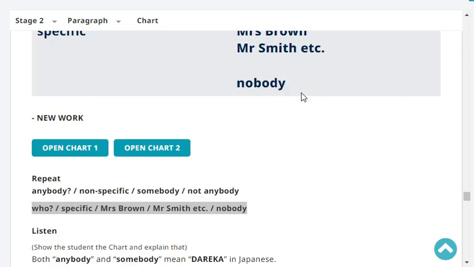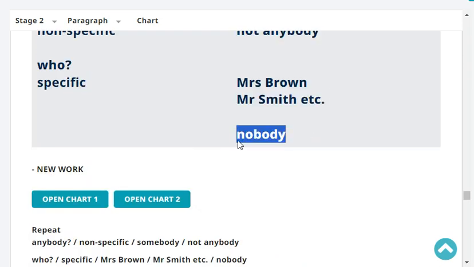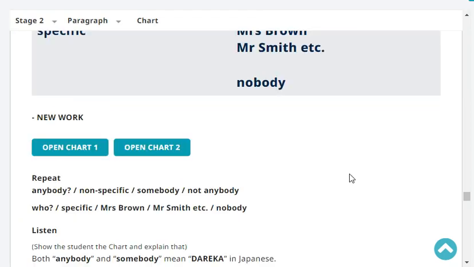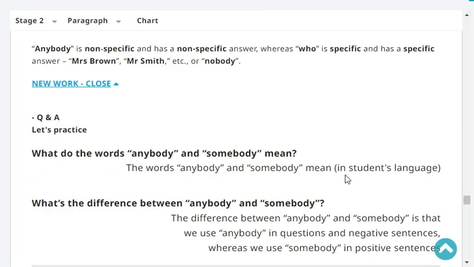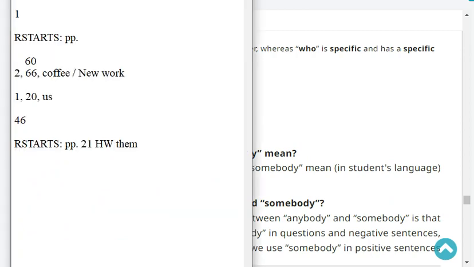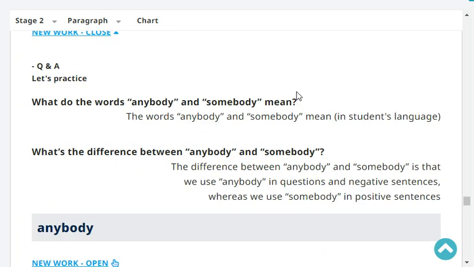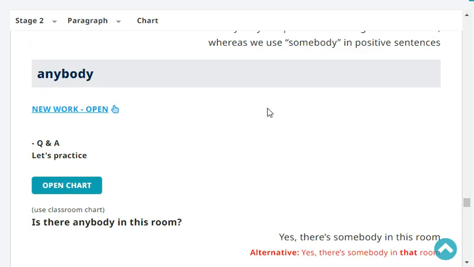What do the words anybody and somebody mean? The words anybody and somebody mean dareka in Japanese. Very good. Okay, what's the difference between anybody and somebody? The difference between anybody and somebody is that we use anybody in questions and negative sentences, whereas we use somebody in positive sentences. Very good.